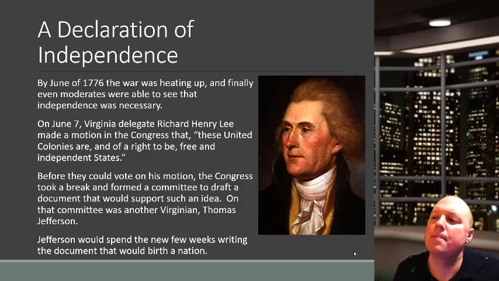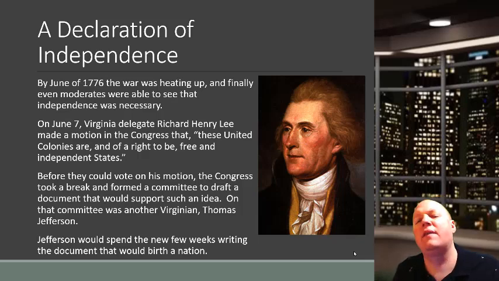And they say, if we're going to vote on this, we probably should explain to everyone why we're doing it. We need like an explanation, or perhaps a declaration of our independence, an explanation as to why we're doing this. So let's do this. Let's take a timeout and let's get a couple guys together and have them draft this letter to the world explaining why we're doing what we're doing. And they make this committee, and on the committee is John Adams and Ben Franklin and Thomas Jefferson, the Virginian.